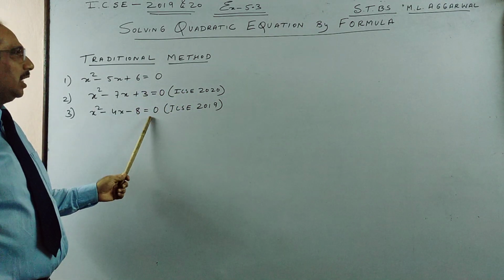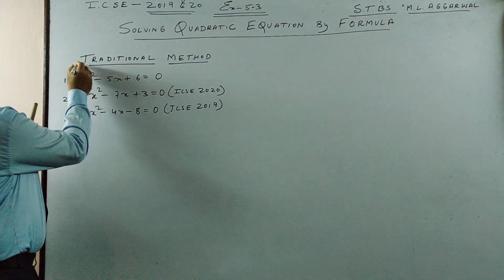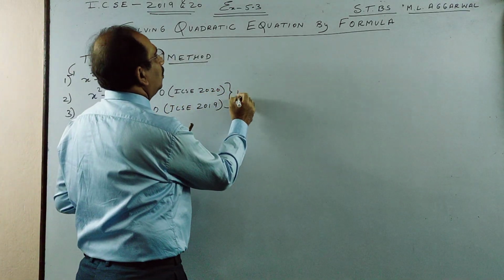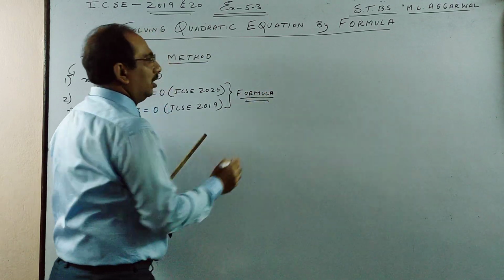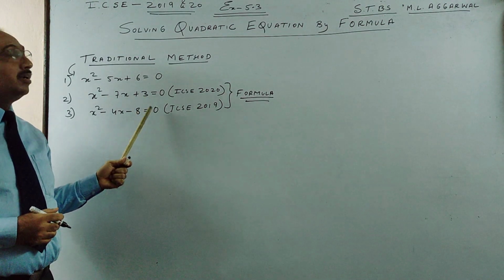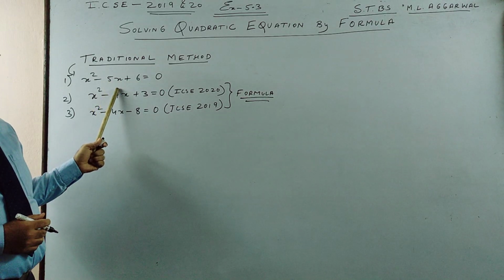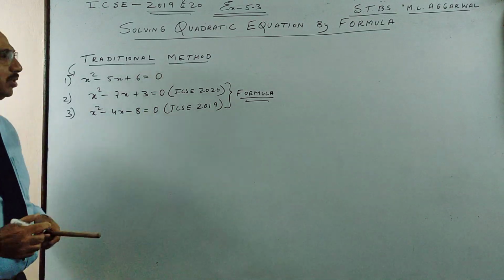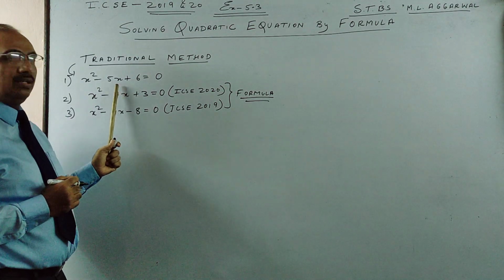Before I start the formula method, I'll tell you how we solve this by the traditional method, and these two I will solve by the formula method because these two cannot be solved by middle term breaking. So let us see how we have done till now by factorization, and how factorization is not possible here. Let me show you the middle term breaking method.